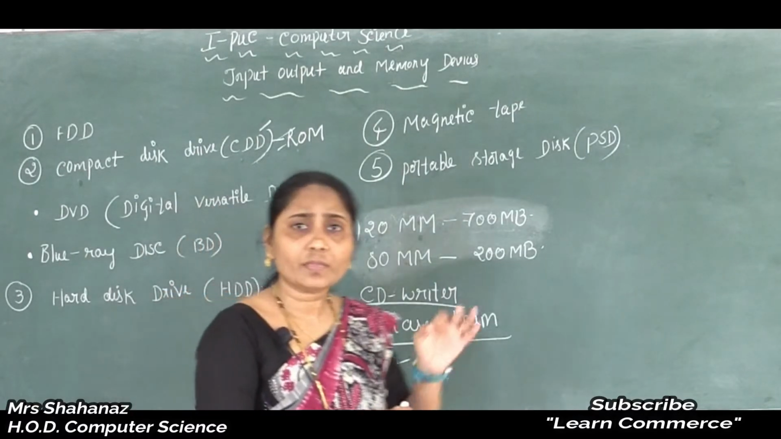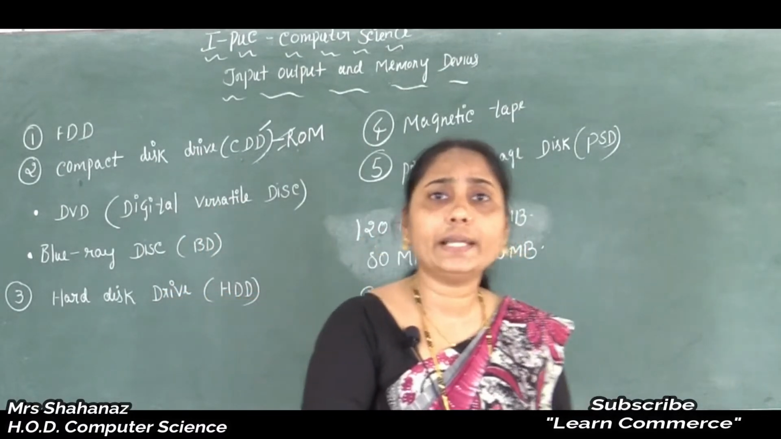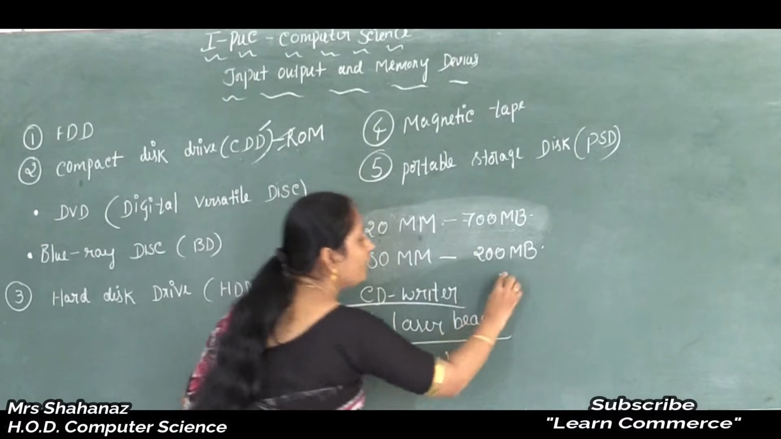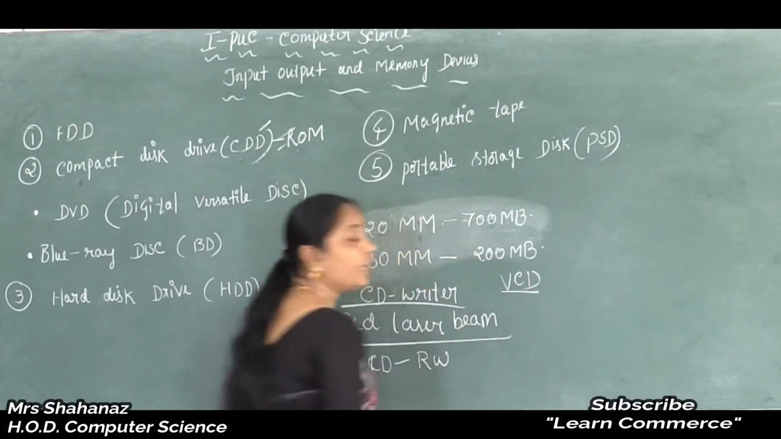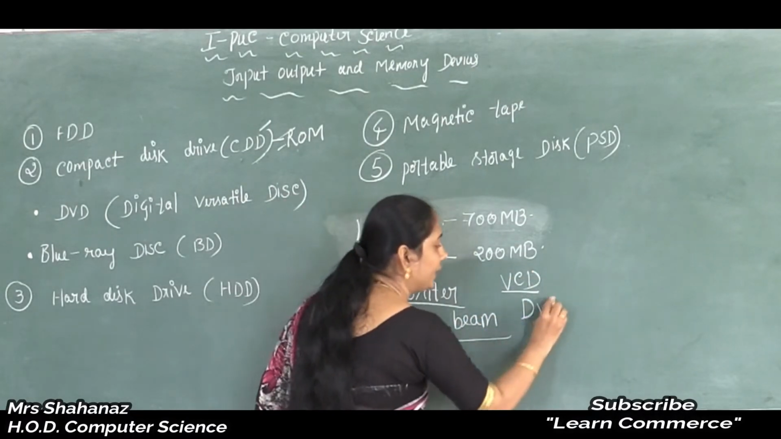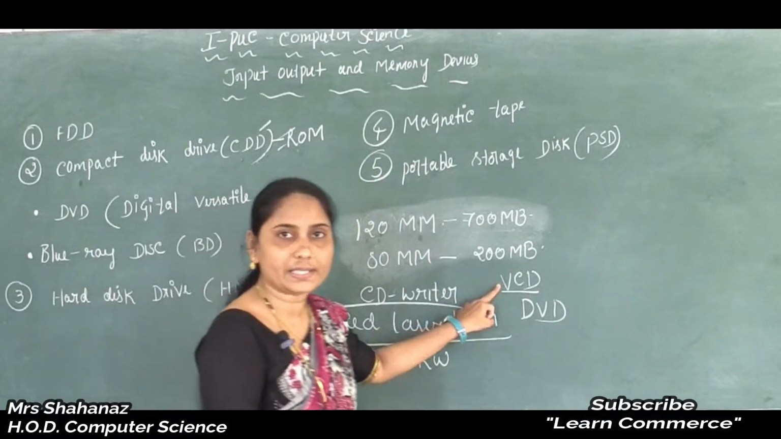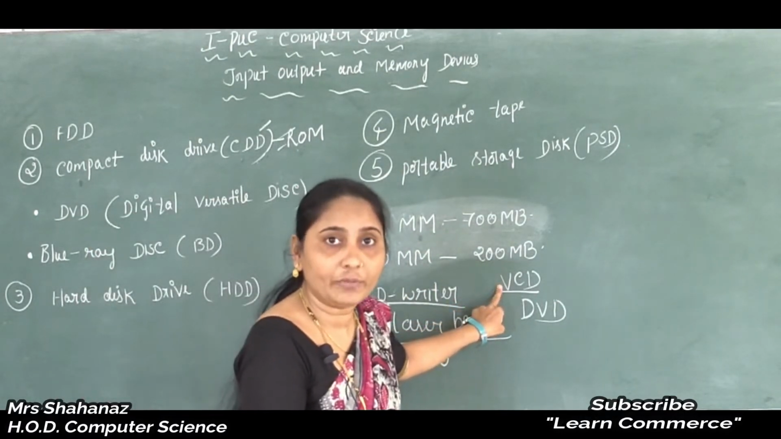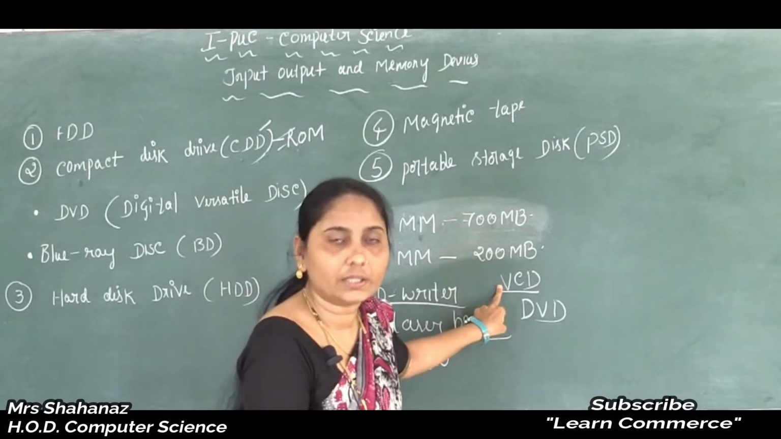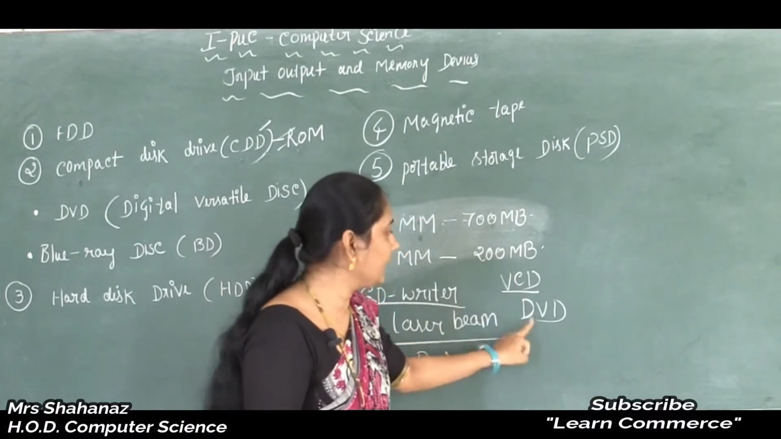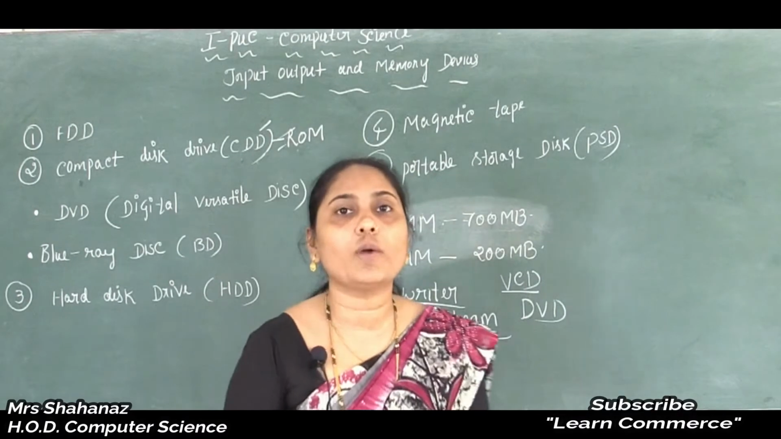And nowadays CDs are replaced with the VCD. Clear this point here? The VCD or the DVD. Now what's the full form of the VCD? The full form of the VCD is the video compact disc, and the DVD is the digital versatile disc.